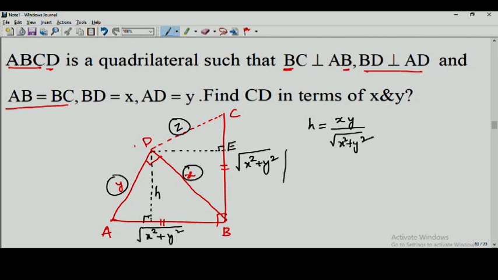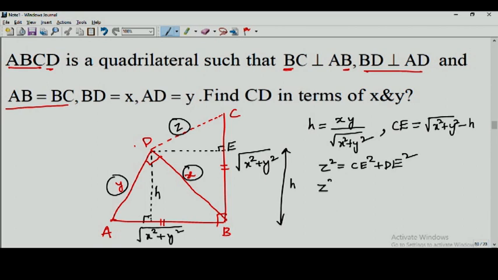Now this is also equal to h. Therefore, from here what is the value of CE? That is nothing but the CB value, root of x square plus y square, minus h. From this triangle, what is the value of z? This is also a right angle triangle, with z as the hypotenuse. We can write z square is equal to CE square plus DE square. So z square is equal to root of x square plus y square minus h, whole square, plus DE square.